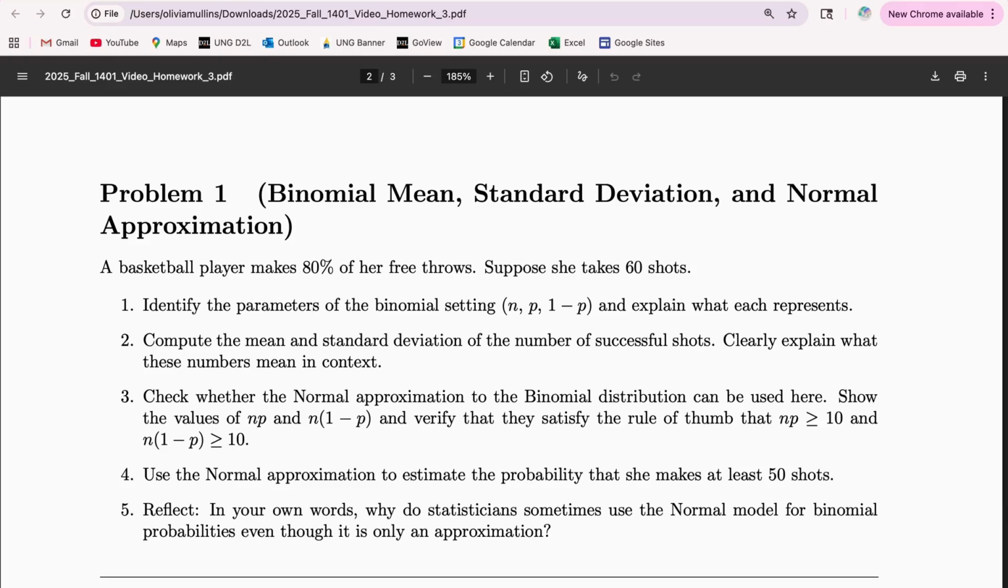Now let's move on to 3, where it says check whether the normal approximation to the binomial distribution can be used here. Show the values of np and n times 1 minus p and verify that they satisfy the rule of thumb that np is greater than or equal to 10 and n times 1 minus p is greater than or equal to 10.